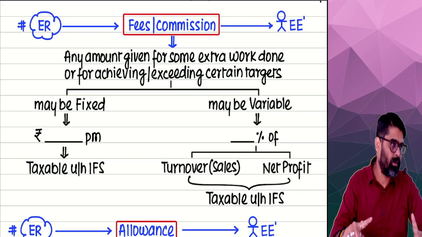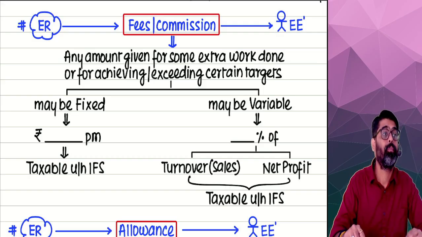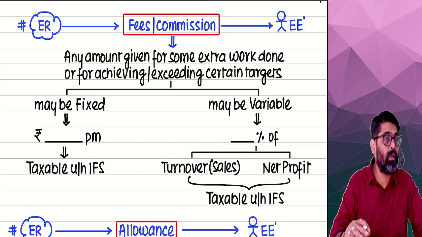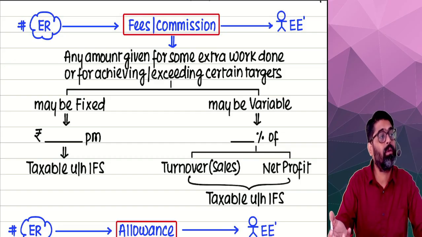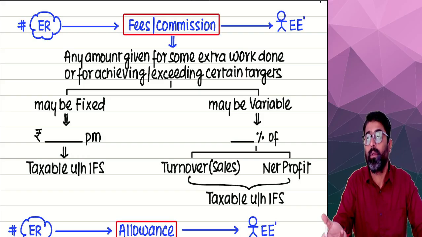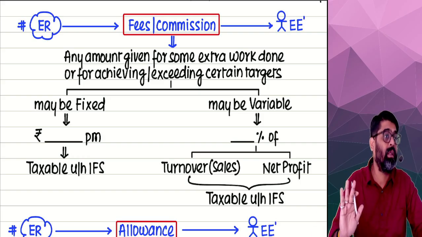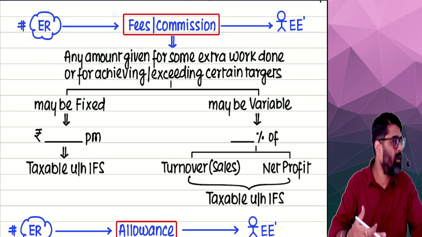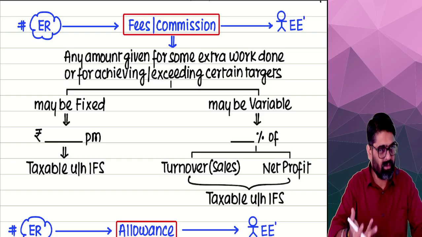So two types of commission can be there. One, fixed, where the amount will not change. The amount will be the same every month. This month 1,000, next month 1,000, the next one, and the next. Every month 1,000 rupees. That is fixed commission. Taxable under the head salary. This is taxable, yes or no?